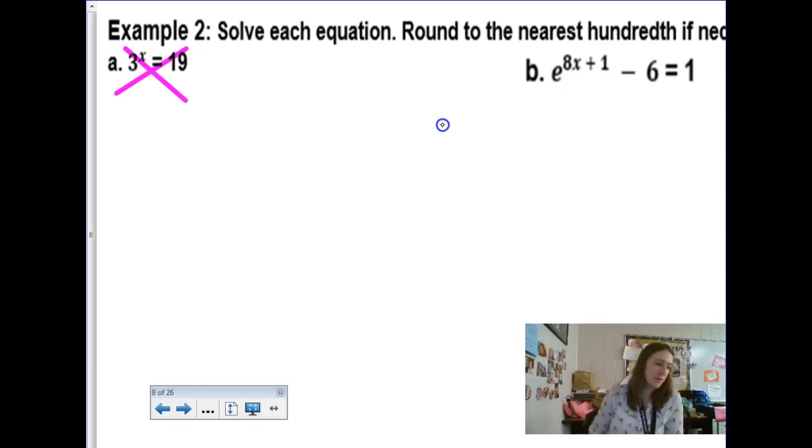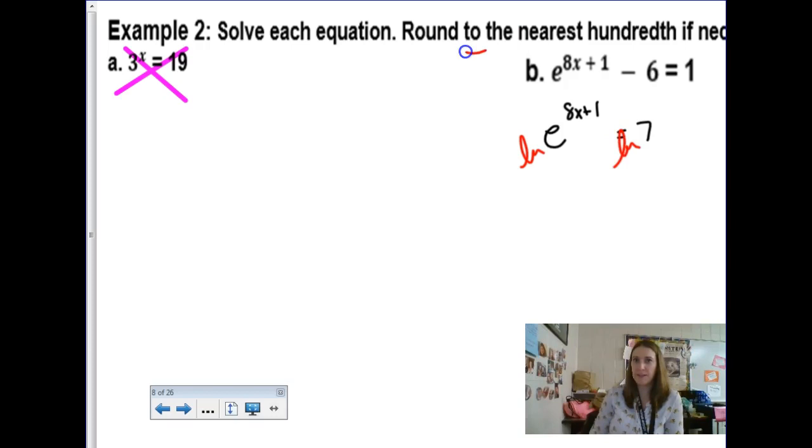So we're going to skip this next example for A. It's already done for you, I think, on your sheet. B is also done for you on the sheet. So the first issue is if I'm going to solve for this question, I can't do baby bases, but if I added the 6 over, I would rewrite it as e to the 8x plus 1 equals 7. And now would be a good time to apply a logarithm.